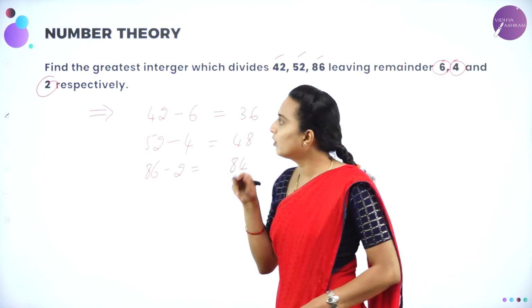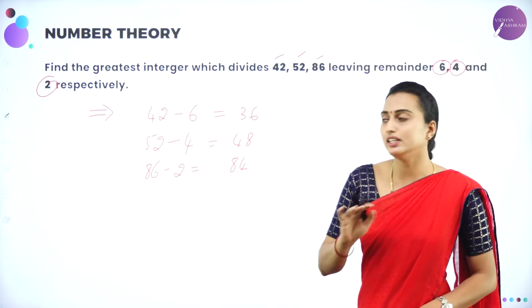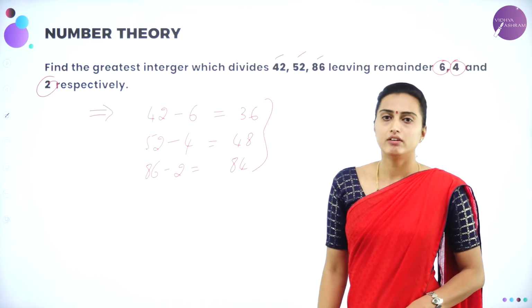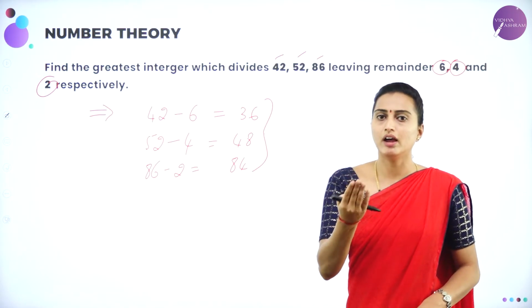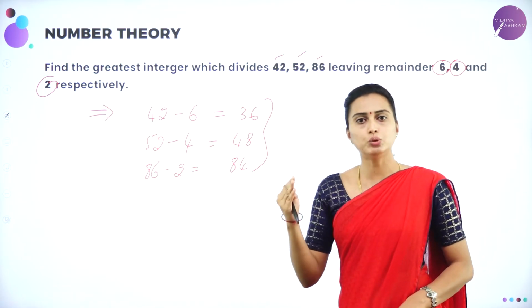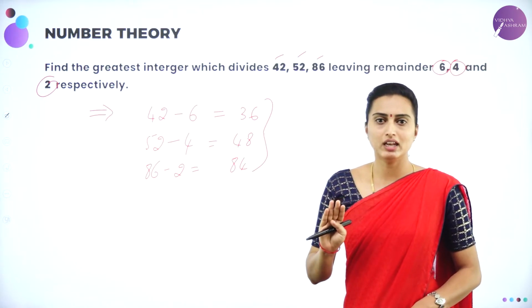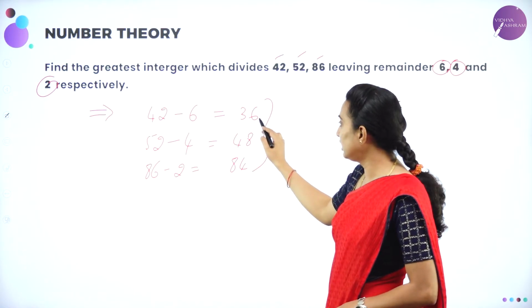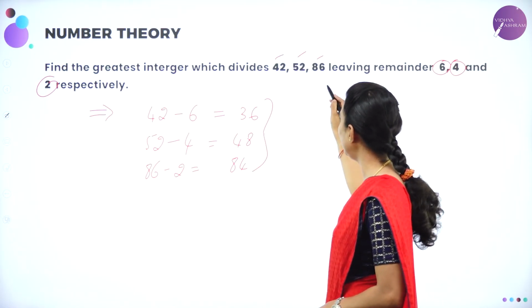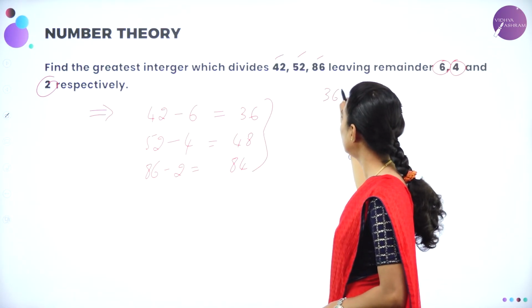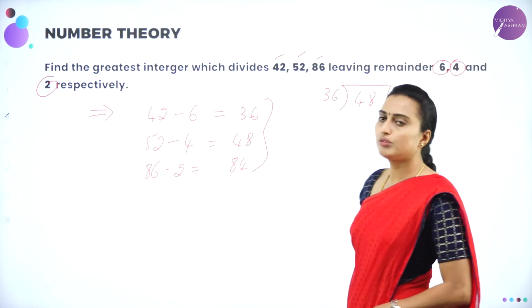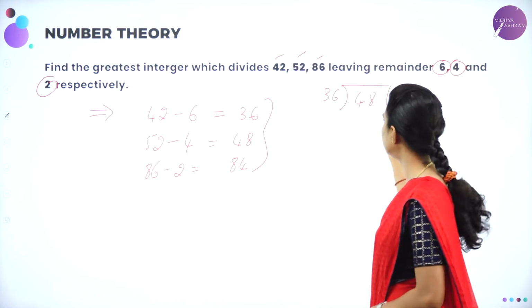Again, 86 minus 2 gives you 84. Now we are going to find the greatest integer of these three. How to find the greatest integer? First you choose any two numbers, then find the HCF of those two numbers along with the remaining number. So let me find these. I am going to take 36 and 48. You know already 36 ones are 36.